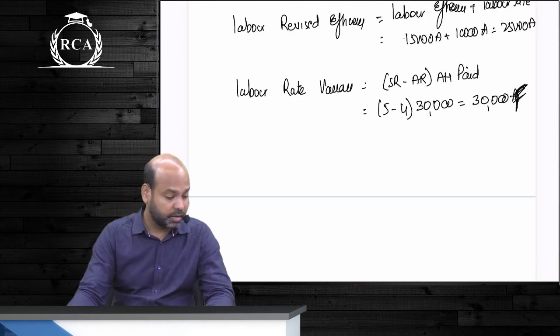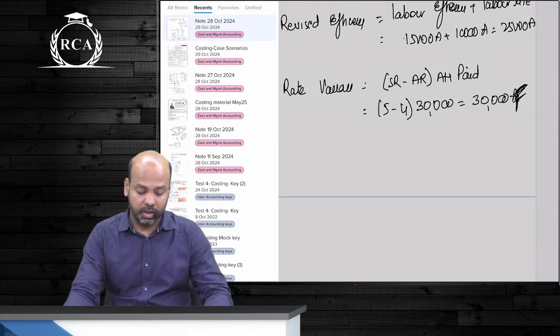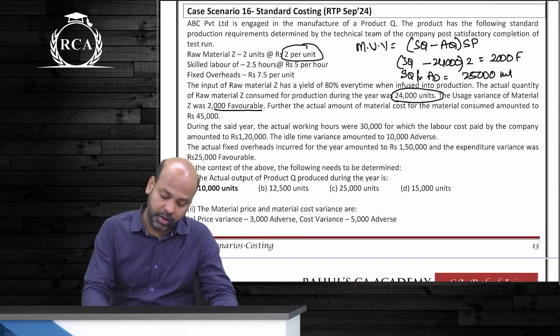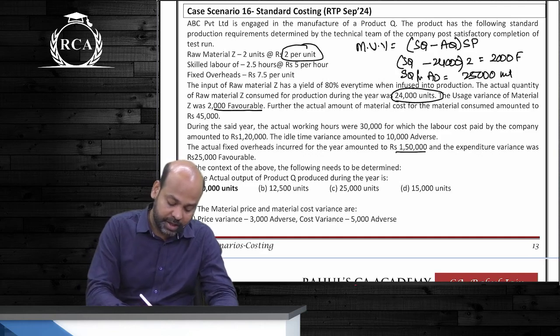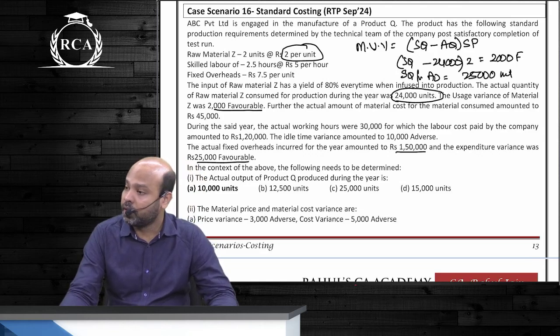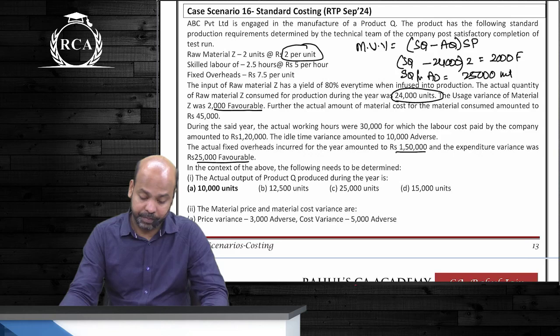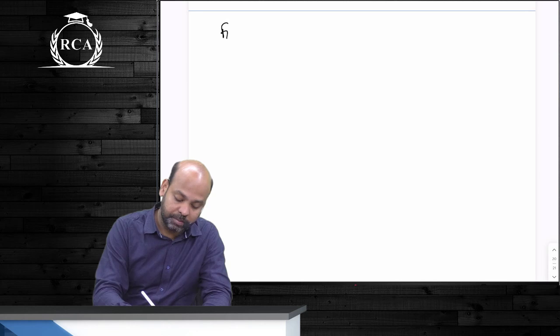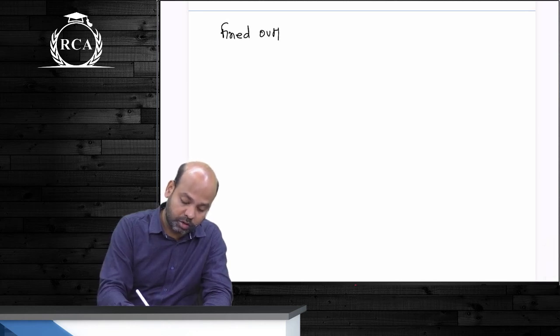Next, beta. Shall we read the next part? It says, guys, the actual fixed overheads incurred during the year amounted to 1,50,000, while the expenditure variance was 25,000 favorable. Guys, using this, can I arrive at the amount of budgeted fixed overheads? Absorbed fixed overheads, you can all compute, guys. Absorbed fixed overhead, now I'll show you what information we have.